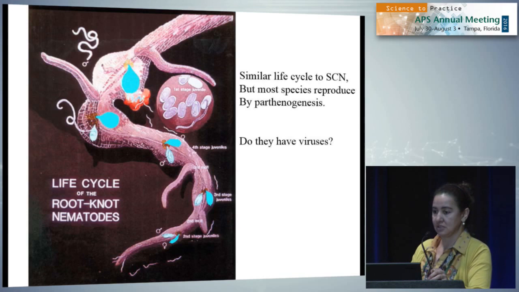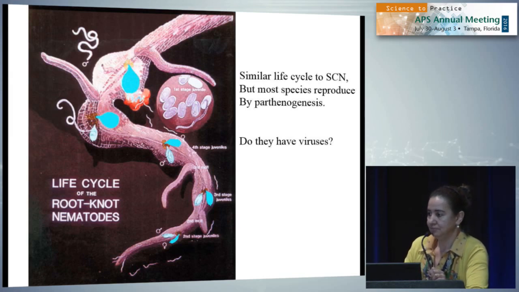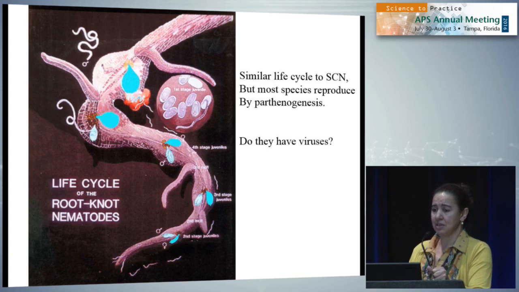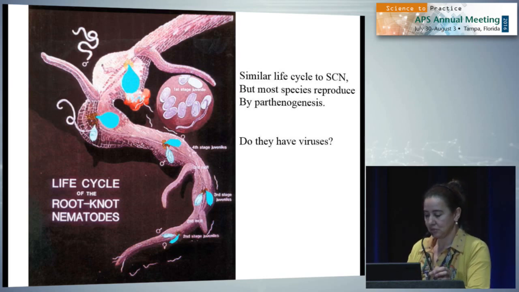We took 24 populations of root knot nematode, and we did a similar transcriptome analysis on those nematodes, most of them from California. As you see here, this is the life cycle of the root knot nematode. The root knot nematodes are very diverse.